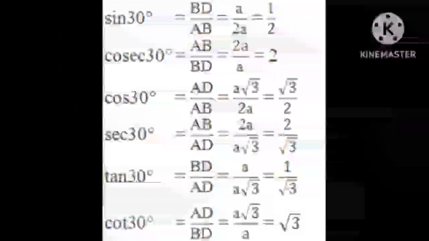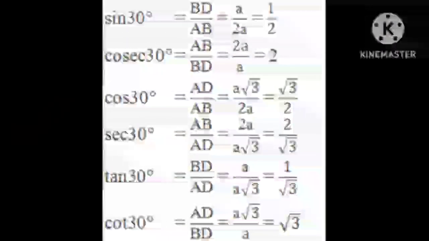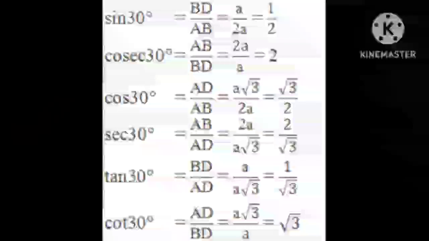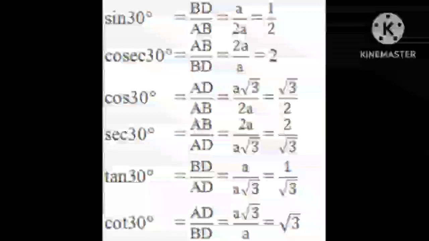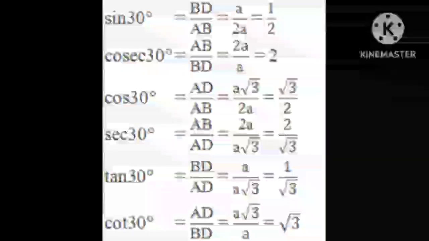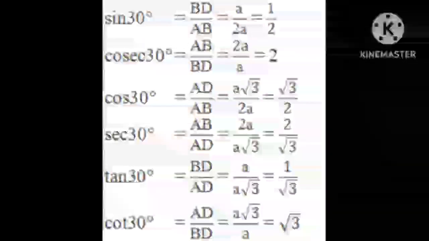Now we observe that sin 30 degree equals 1 upon 2, cosecant 30 degree equals 2, cos 30 degree equals root 3 upon 2, secant 30 degree equals 2 upon root 3, tan 30 degree equals 1 upon root 3, and cot 30 degree equals root 3.